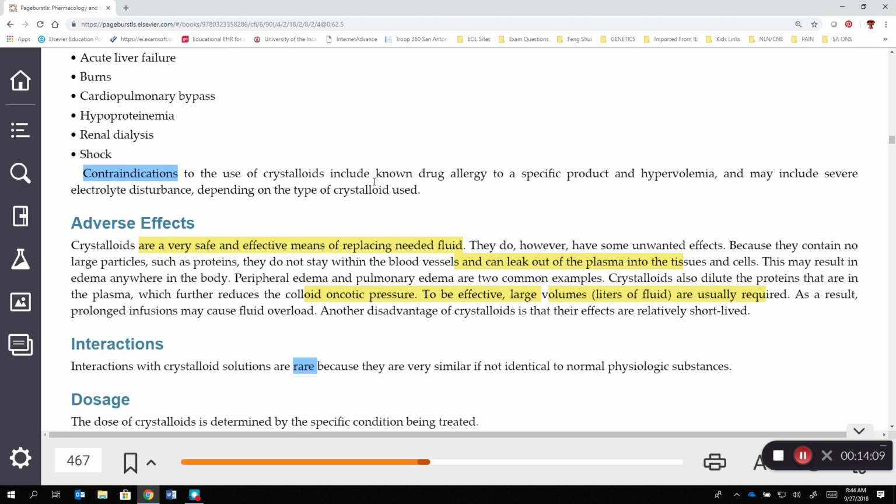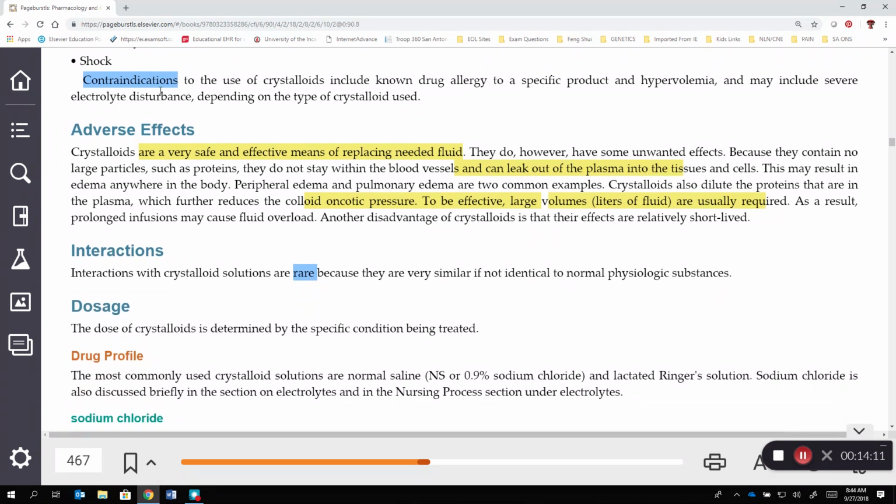Let's see. So what contraindications would there be to using IV fluids? Well, a known drug allergy. No one's going to be allergic to these. Hypervolemia. Someone has too much fluid and their heart and lungs are overloaded and overwhelmed. Yeah, we're going to have to be very, very, very careful and selective about using crystalloids and how we use them.